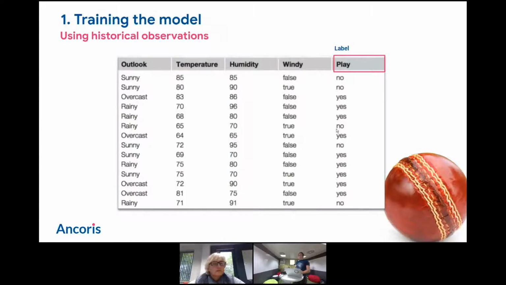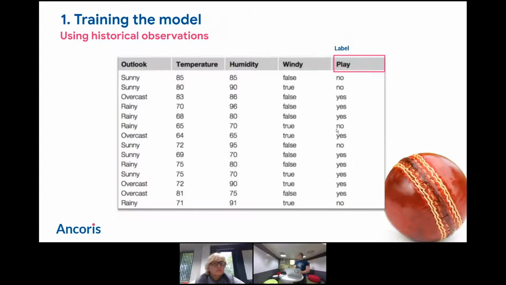Now, when we actually train a model, essentially what we're using is historical observations. So one of the first questions that we have if we're looking at a potential ML use case is: is there training data available? Are there historical observations?